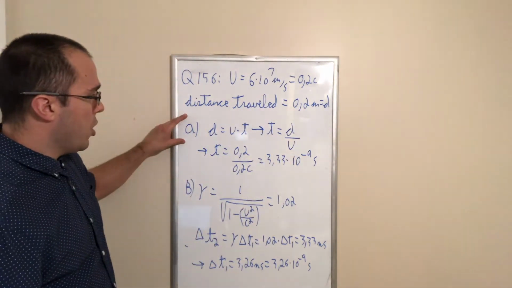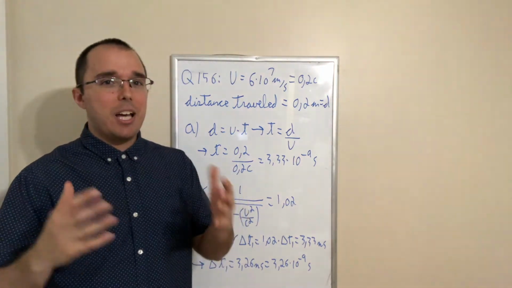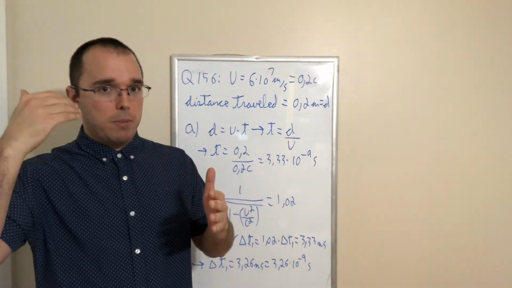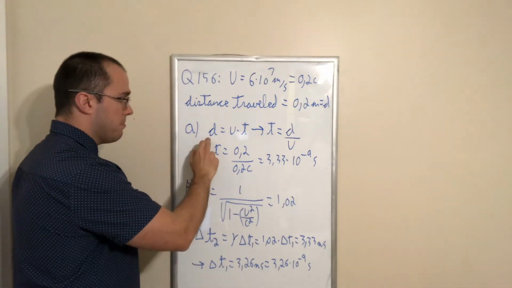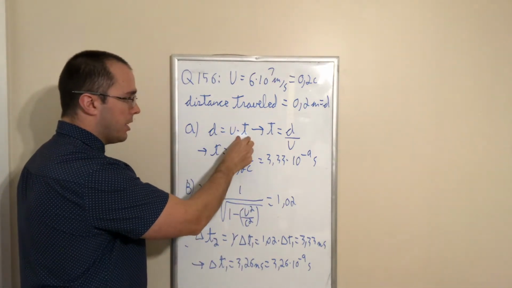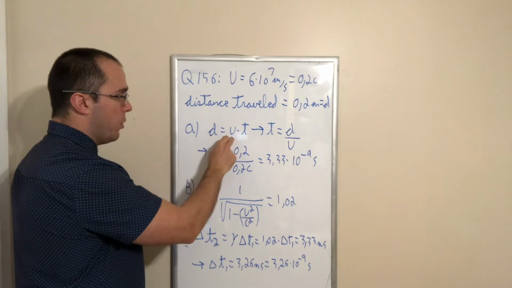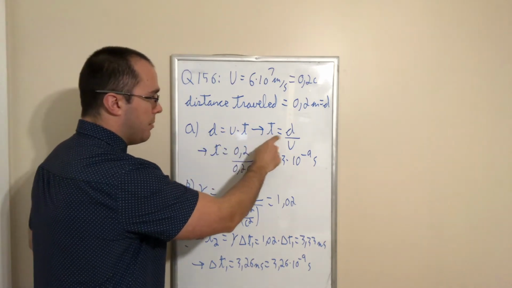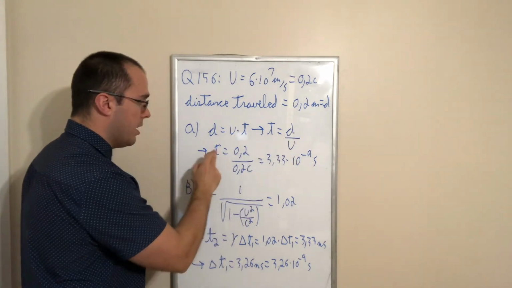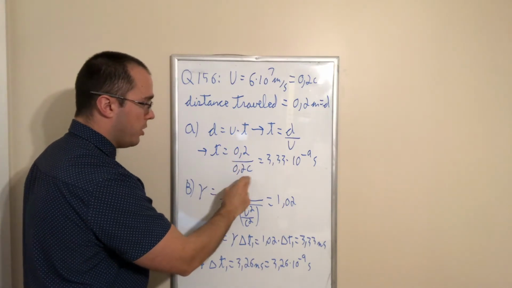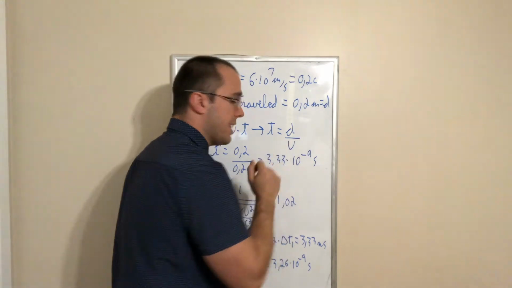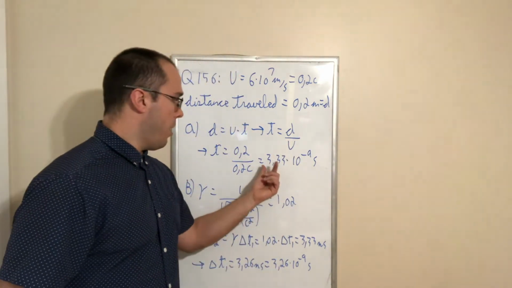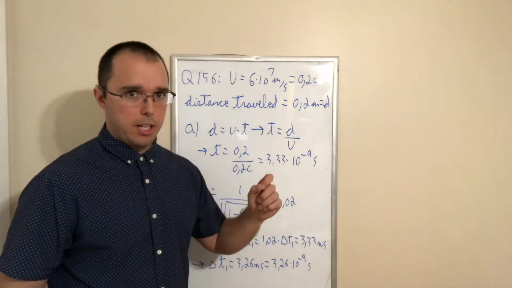So part A, we want to find the time the electron takes from being emitted to where it strikes the screen. Basically, distance is equal to velocity multiplied by time. We have the distance, we have the velocity. So simply time is equal to distance divided by velocity, 0.2 divided by 0.2c, and we get 3.33 multiplied by 10 to the minus 9 second, or 3.33 nanoseconds.